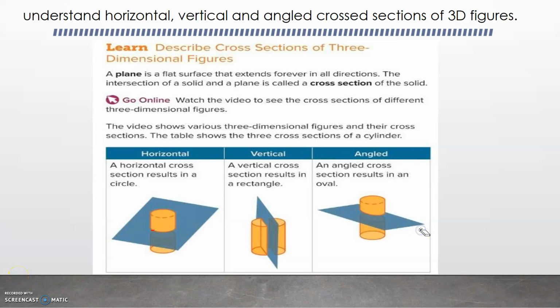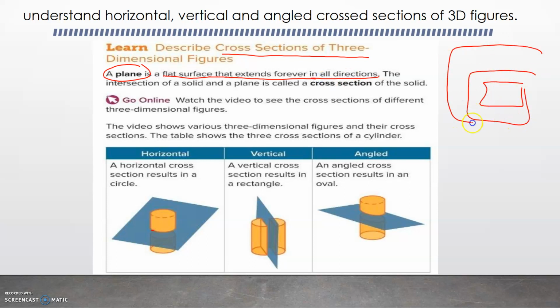Now, starting with our second part of this lesson, which is how to describe cross-sections of three-dimensional figures. First, you must know something called a plane. What is a plane? Obviously not the one that flies in the sky, but in this case, it's actually a flat surface that extends forever and in all directions. So imagine, for example, the square just keeps extending, getting bigger and bigger forever.